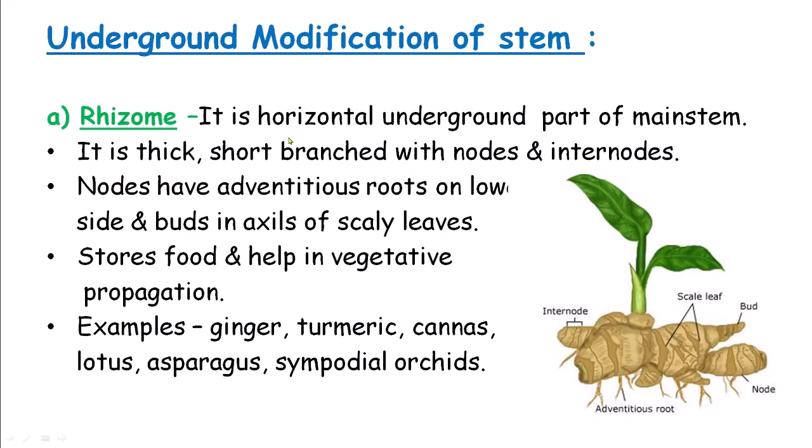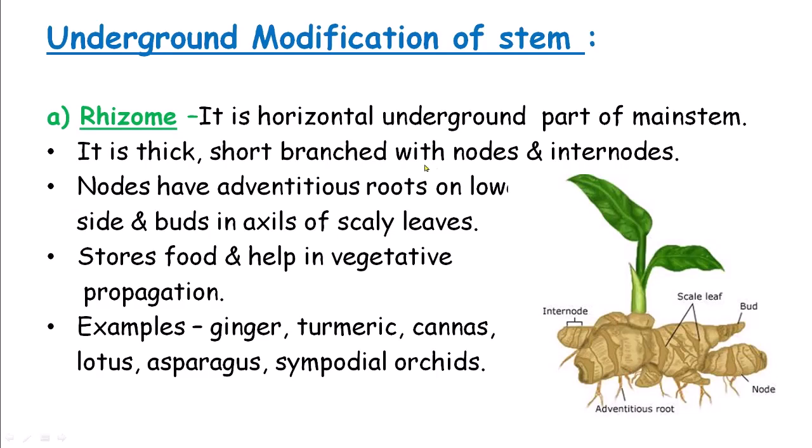First, the underground modification. Underground modification of the stem means the stem which is under the soil surface and it has different modifications to perform different functions. According to that, first type, that is the rhizome. It is the horizontal underground part of the main stem and it is thick, short, branched with the nodes and internodes.